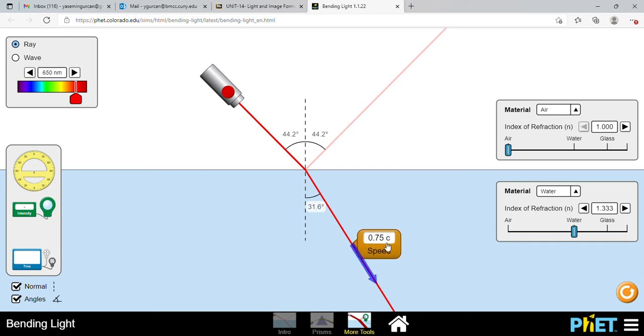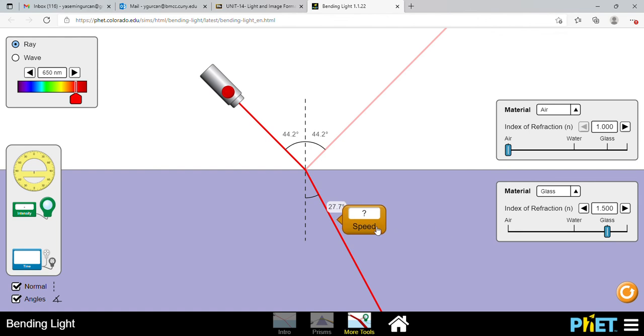So you can see that 0.75 c. C is the speed of light in air or vacuum, which is 300,000 kilometers per second. So if you go to air, it's going to show you 1 c. So this ratio basically gives you the value of n, which is the index of refraction. Okay, so back to glass, you will see the speed is different. Also, it is 0.67 c, and it was 0.75 c for the water.